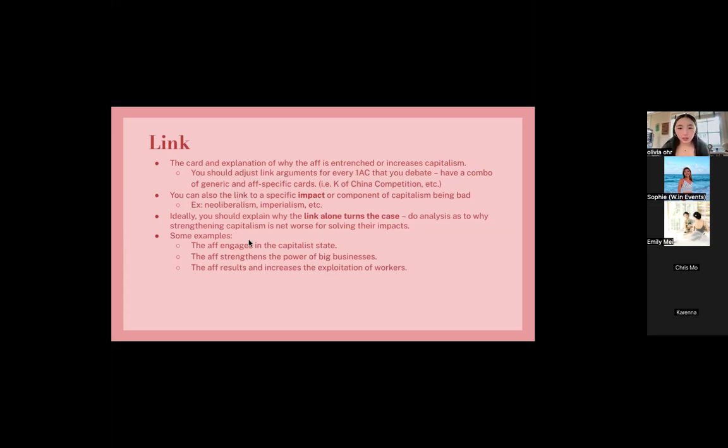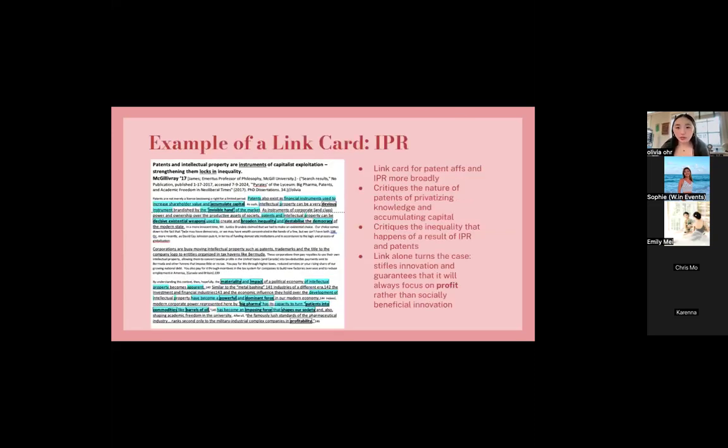So I've compiled 2 examples of link cards. First, this is an example for the IP topic for policy debaters. This is a link card for patent affs and IPR more broadly. It critiques the nature of patents and privatizing knowledge and accumulating capital. And it also critiques the nature of inequality that happens as a result of IPR and patents.